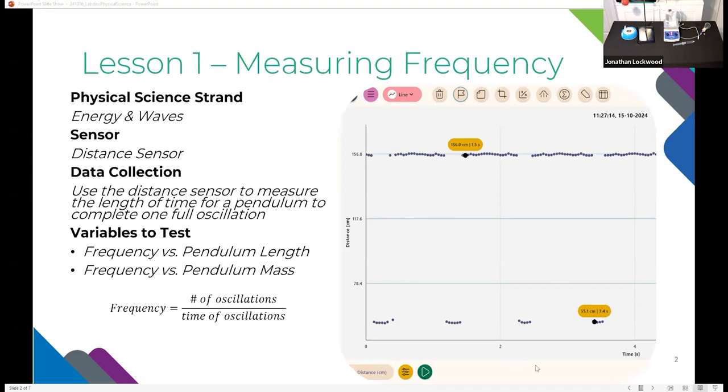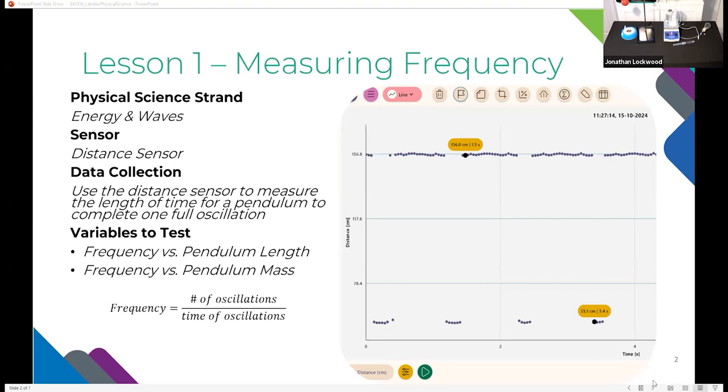So this can be expanded to multiple different areas of physical science. In high school and middle school classrooms, we could use that distance sensor in a similar manner with an object oscillating on a spring above the distance sensor. Then we can measure the frequency of oscillations, and we can look at something called Hooke's law, which deals with spring deflection based on mass and strength of the spring.